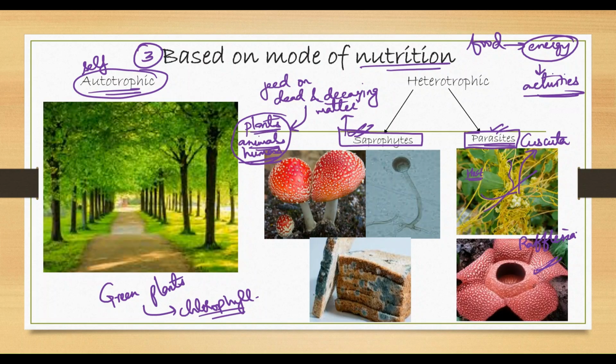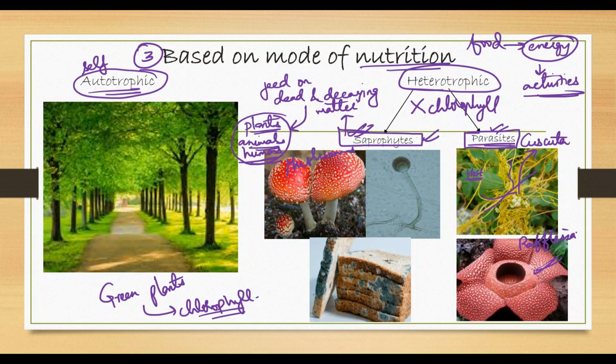If you see after 20 or 30 years, you can find only the bones, but not the flesh. Why is it so? That's because certain organisms present in the soil feed on the dead and decaying matter. So saprophytes are the organisms that cannot prepare their own food because of lack of chlorophyll, so they feed on dead and decaying matter. Examples of saprophytes are fungi.